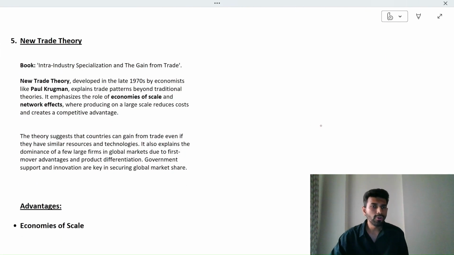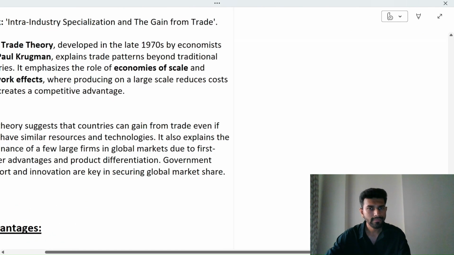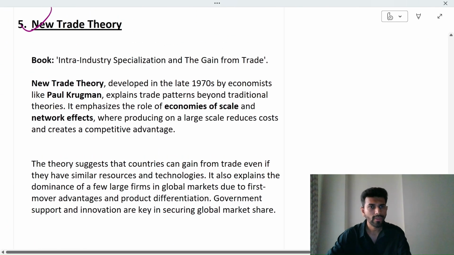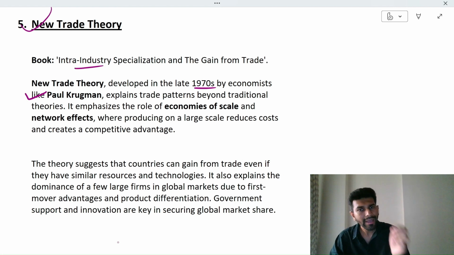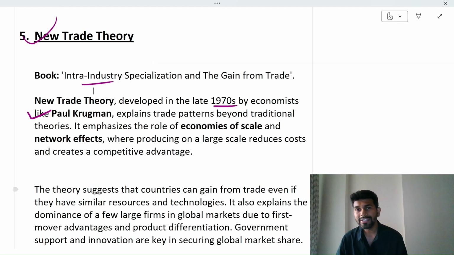Now let's discuss new trade theory. New trade theory was provided by Paul Krugman in the 1970s in his book Intra-Industry Specialization and the Gain from Trade. According to this theory, even if India is a labor abundant country, it can produce and export labor intensive goods, but still it can import labor intensive goods too. For example, India can produce cars, but still it can import luxury cars from another country. Similarly, India can produce mobile phones also, but still it can import from another country.